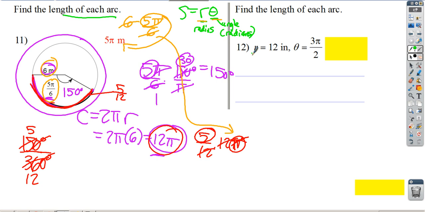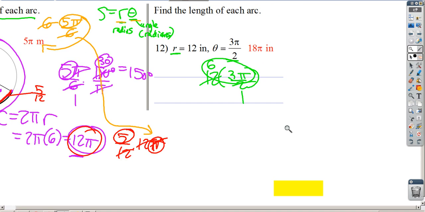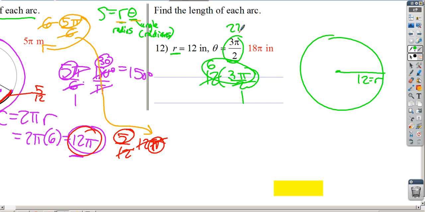So again, using the formula, r times theta would be 12 times 3 pi over 2. And the 2 will become a 1, and the 2 goes into 12 6 times, and 6 times 3 pi is 18 pi. If you want to do that using the circle example, here's our 12 for the radius. Okay, this right here, when you change it, it turns out to be 270 degrees. So we're being asked, what's the arc length of that arc right there, which is 270 degrees.